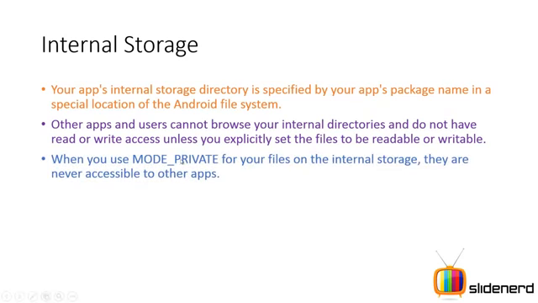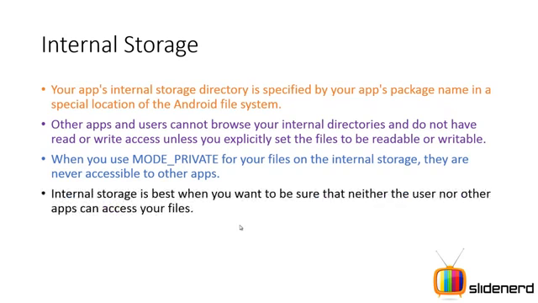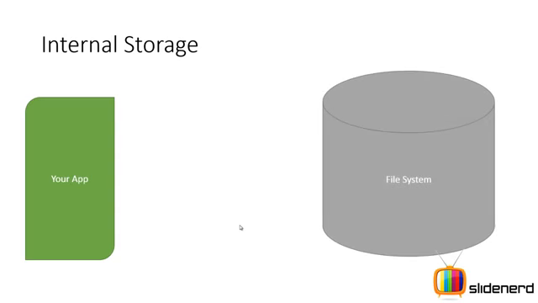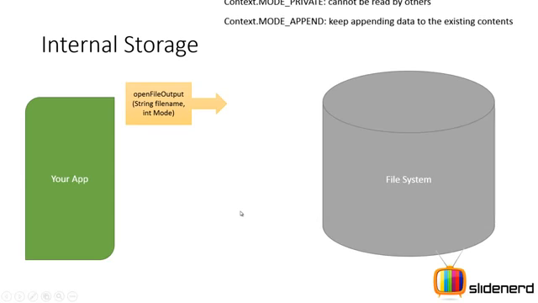So here you can use MODE_PRIVATE for your files on the internal storage, making it accessible only to your app. Now remember, internal storage is the best when you want to make sure that neither the user nor the apps can access the files, which means only your app is working with those files internally. So let's take a look at how internal storage works. So you have your app. To store the file, you call the openFileOutput method, for which you specify two things. One is the file name, second is the mode.